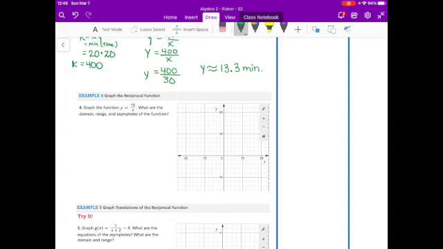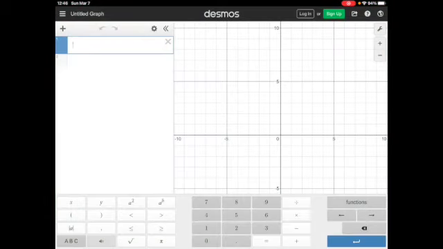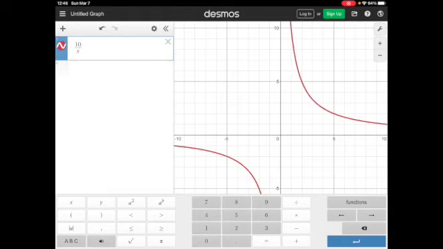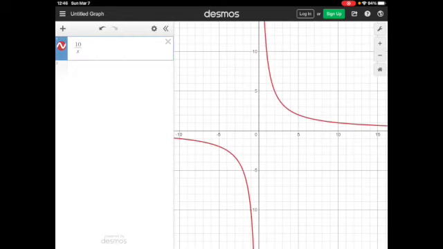Okay, so if I go to Desmos, I want to make sure to go to the graphing one. And I do 10 divided, whoops, my 0 didn't click there, 10 divided by x. I get something that looks like this.